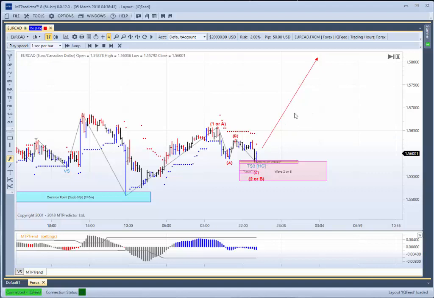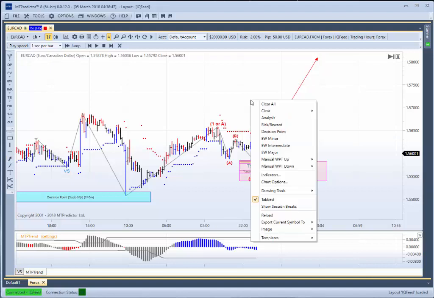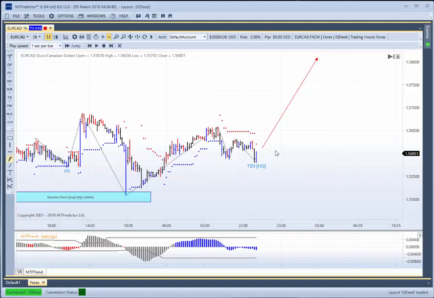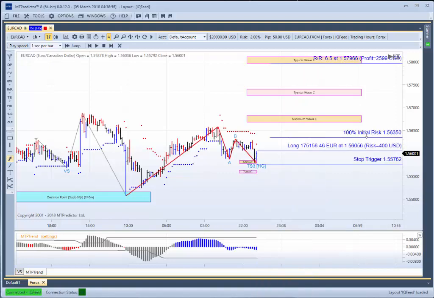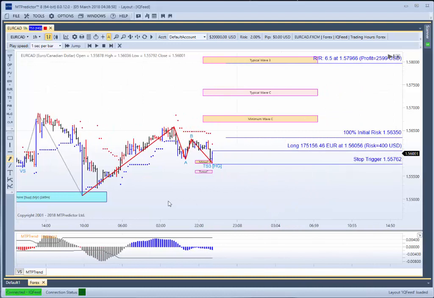In Elliott wave terms again, the wave 3 is normally the strongest and longest in a completed 5-wave sequence. So if I clear everything off, and I'll just take that arrow off. If I now place the analysis on this blue buy bar by right mouse click, do analysis, you can see this is what the trade setup would have looked like at the time.